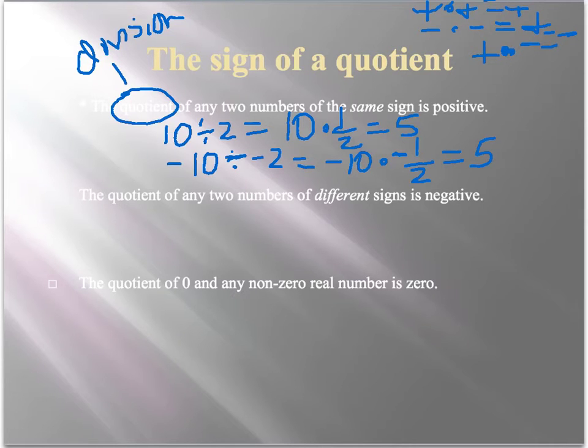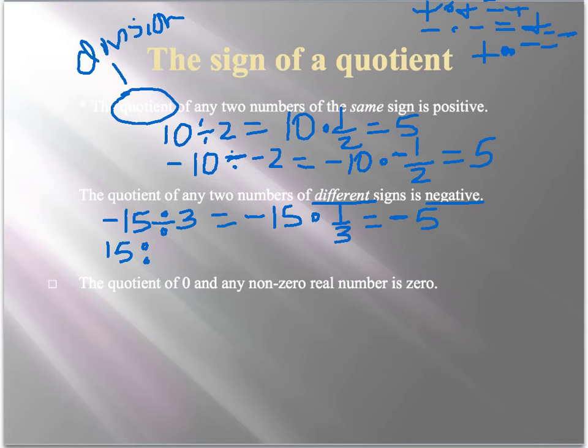Okay, the quotient of any two numbers with different signs is negative. So let's say I do negative 15 divided by 3. That's the same as saying negative 15 times 1/3. I'm multiplying a negative times a positive. That gives me a negative 5. Same deal if I'm doing 15 divided by negative 3. Gives me positive 15 times a negative 1/3 equals negative 5. Yay!